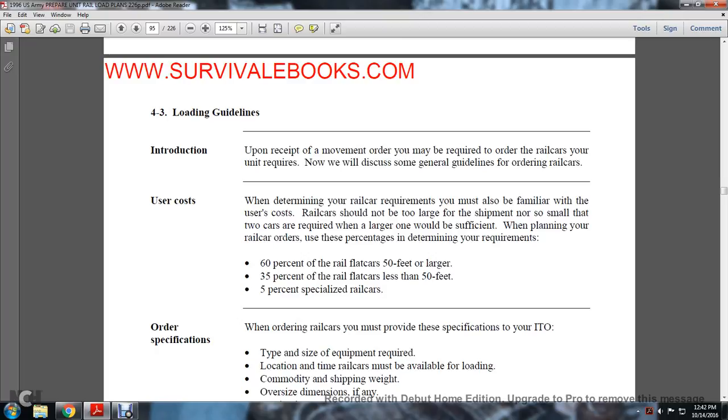User costs. When determining the railway car requirements, you must also be familiar with the user's costs. The railway cars should not be too large for the shipment, nor too small, since two cars may be required where one large one would be sufficient. When planning railway cars, order them using these percentages to determine the requirement: 60% of the railway cars are 50 feet or larger, 35% of the railway cars are less than 50 feet, and 5% are specialized railway cars.